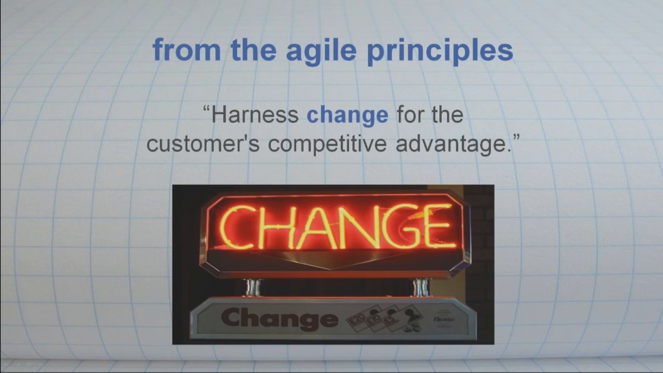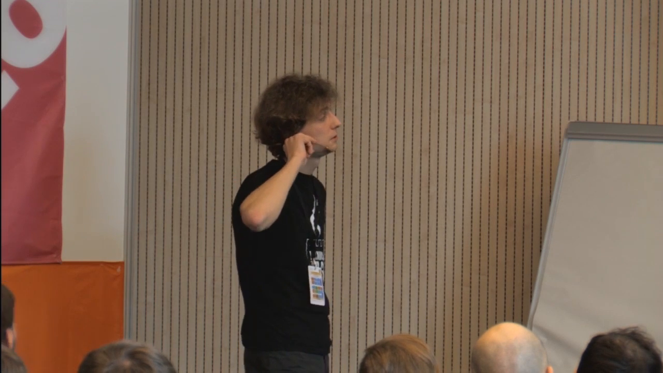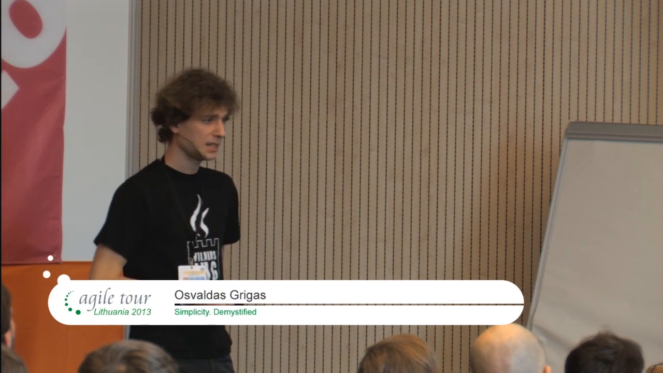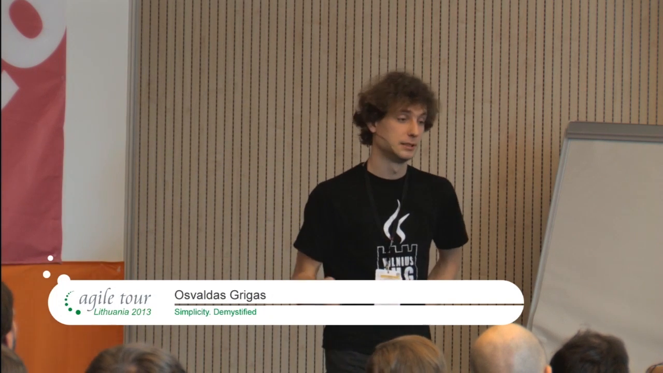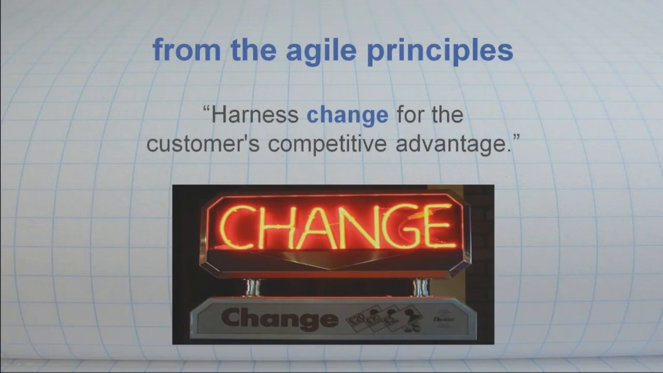So, fortunately, there are other principles in the Agile Manifesto which also talk about simplicity, although not explicitly. One of them is change. Harness change for the customer's competitive advantage. This is a good thing, of course, but what does change mean? Change does not mean changing requirements only. It does not mean change requests. We do change our software each time we implement a new feature. We change it each time we fix a bug. And we need to be able to make those changes in the short run and in the long run as well. And what does it have to do with simplicity?